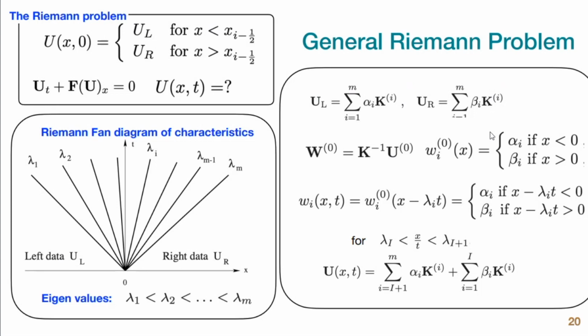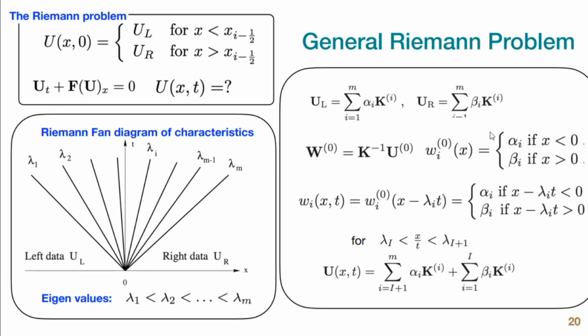So the general solution is you start off with the left state and the right state. You find the eigenvectors. You can find the linear combination because they're all independent. And you start off with this initial solution. So initially, W at t equals 0, you had a discontinuity. For x less than 0, you had some alpha, and for x greater than 0, you have some beta. So this is the initial condition. The sum of all the alpha and beta gives you the left state and the right state.